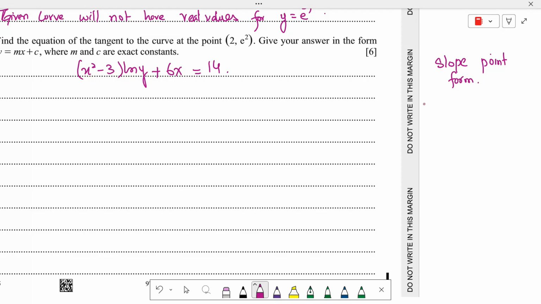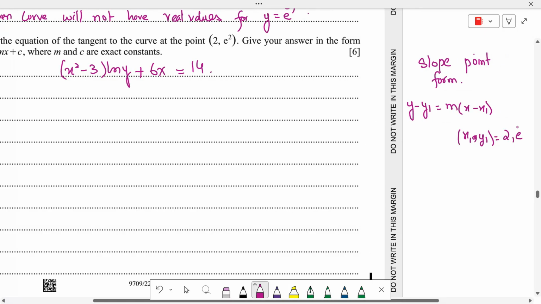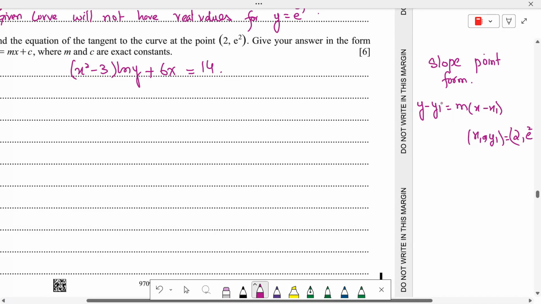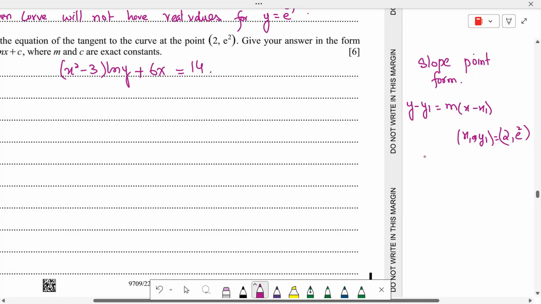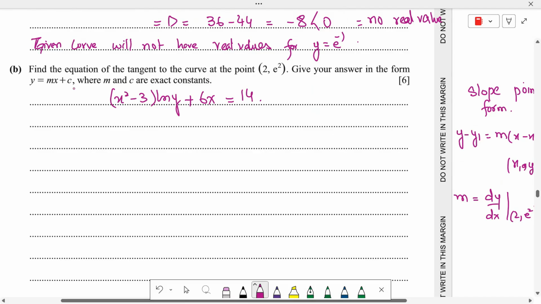Okay, and we know that the slope-point form is y minus y1 equals m times (x minus x1), and we have the point x1, y1, which is given as (2, e to the power of 2). Okay, and we need to find the value of m, which is the slope. To find the slope m, we will use the derivative of the curve at the point (2, e to the power of 2). Now we need to find the derivative of the given curve.